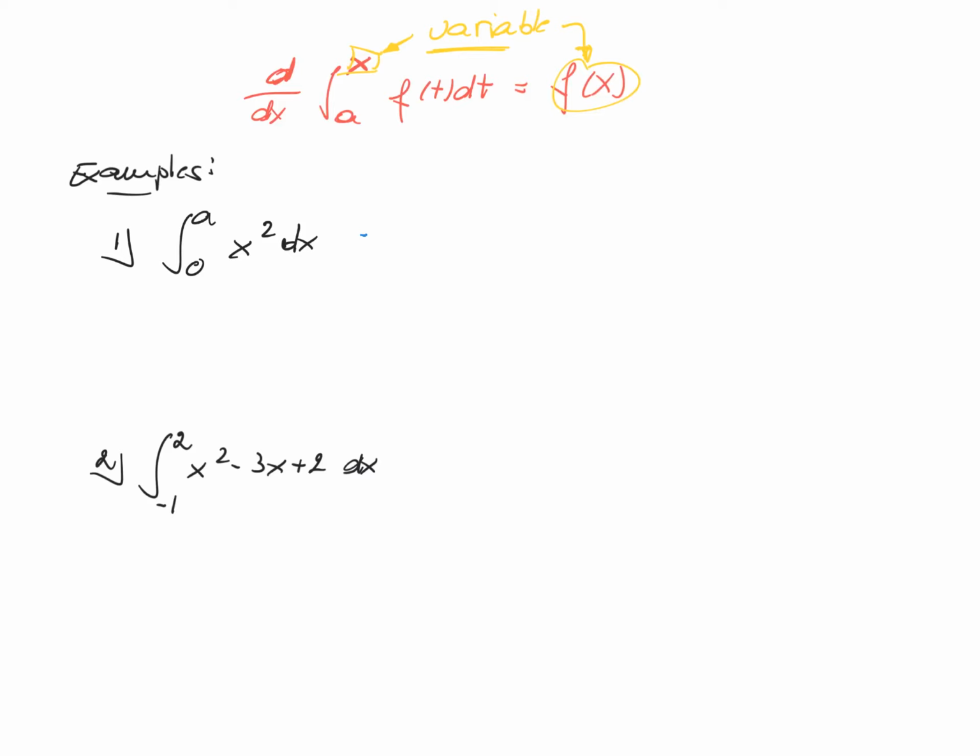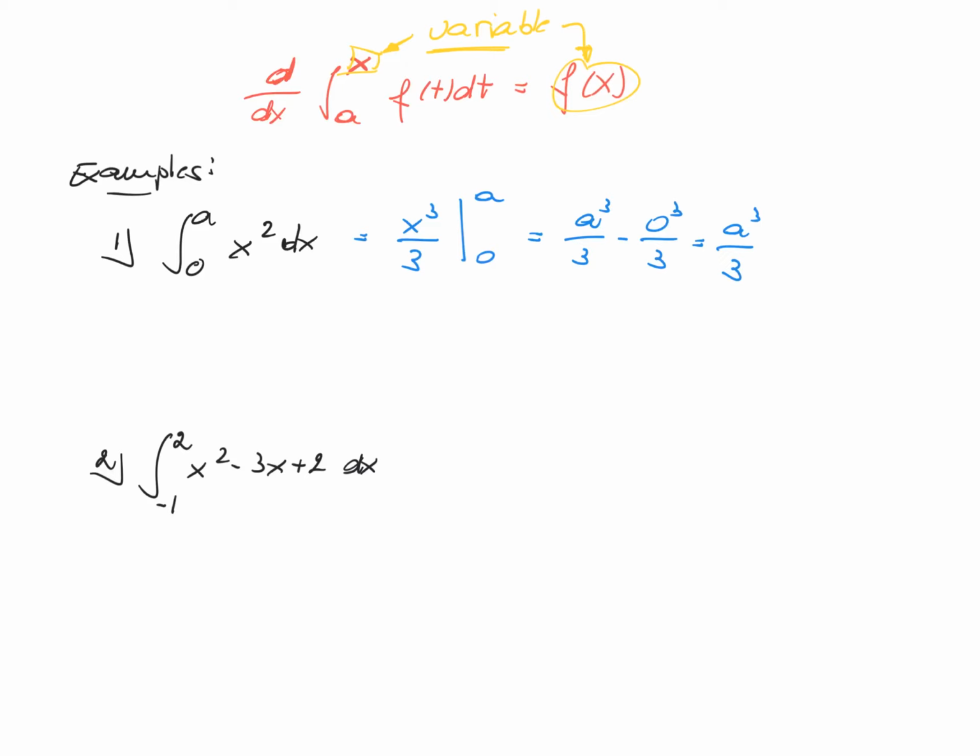For x squared, this is x to the power 3 divided by 3 plus a constant, but this constant does not matter because we have a definite integral, and then we evaluate this between 0 and a. Here a is just an unknown value, but it is a real number. We first plug in a, the upper boundary, so it's a to the power 3 divided by 3, minus the evaluation in the lower boundary, 0 to the power 3 divided by 3. So my final answer here is a to the power 3 over 3.